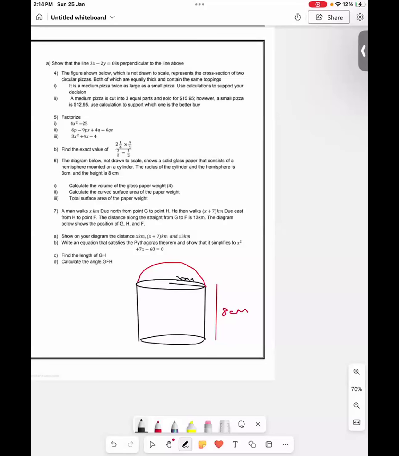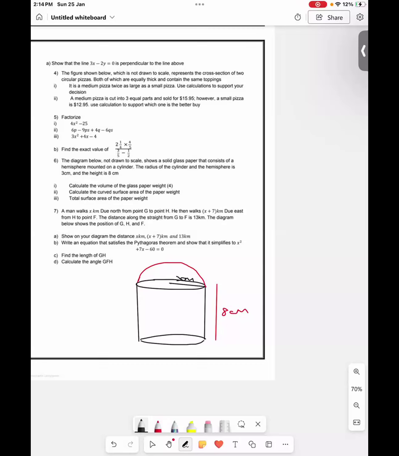All right, so that's the only information we were given. Then they ask us to calculate the volume of the glass paperweight. Now, this particular prism, ladies and gentlemen, basically consists of two different prisms. This entire glass paperweight is made up of a cylinder plus half of a sphere. That's the first thing, right?